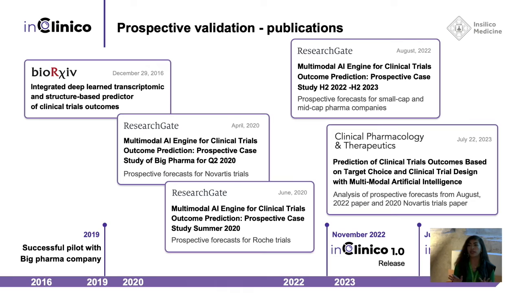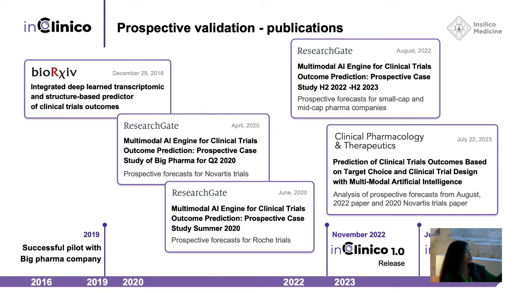We had about 40 small and mid-cap biotech pharma companies. Because when it comes to big pharma, the future of the company doesn't really depend on specific clinical trials. But when it comes to small cap and mid cap pharma companies, the clinical trial outcome can actually determine the future of the company. That's why we made the predictions for the prospective validation report, and it's a great paper, I recommend you read it.